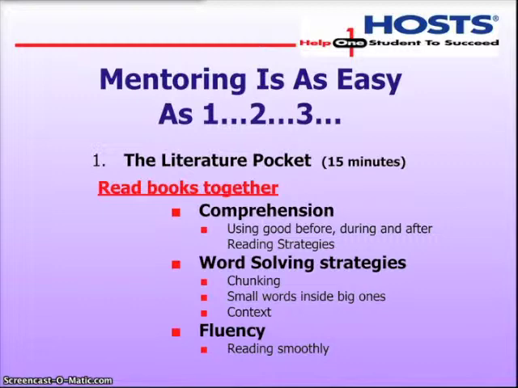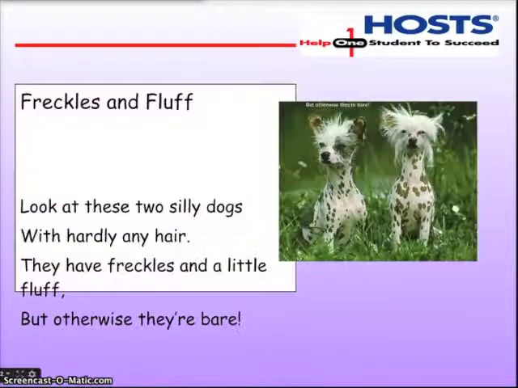The students practice fluency with easy books, shared reading, and poems. The students read their poems every day with their mentors to help build reading fluency. Here's an example of one of their poems. The students love their poems.